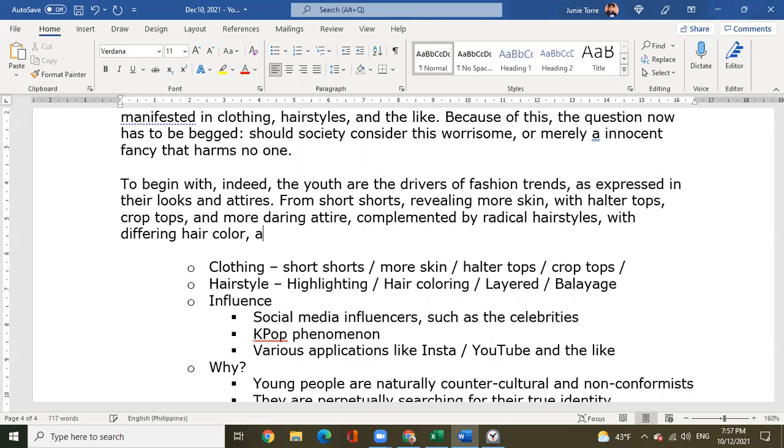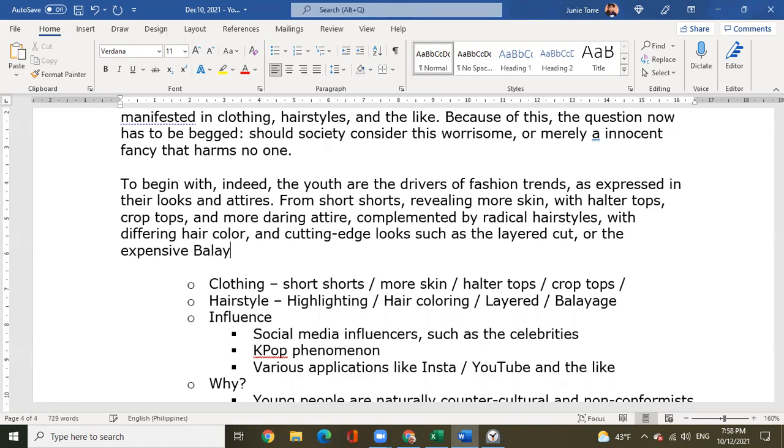and cutting edge looks, such as the layered cut or the expensive balayage style. There, can you imagine what a long sentence that is, guys? Really complex. And now I'm going into the point of the sentence. All of these are really just relative clauses. So I'm now going into the independent clause or the main clause.